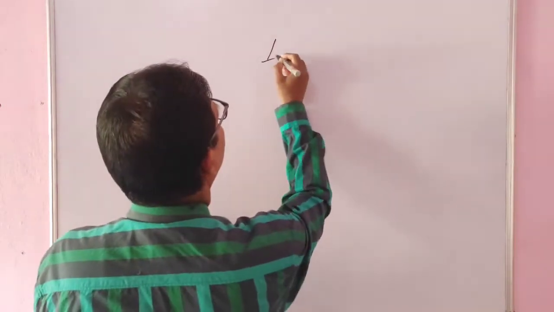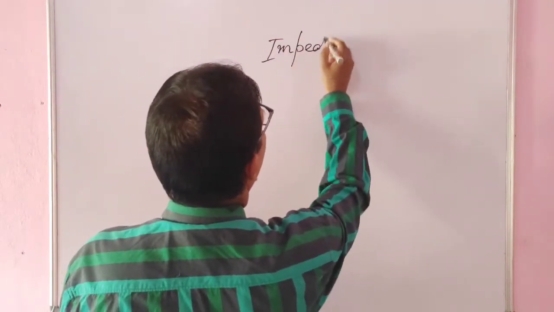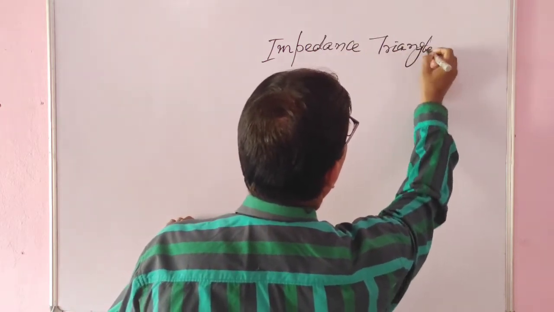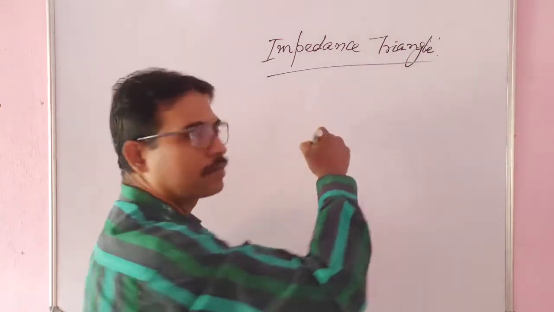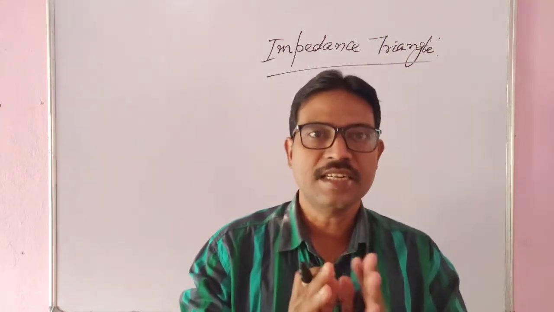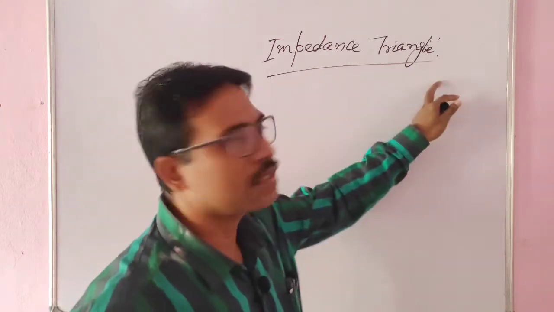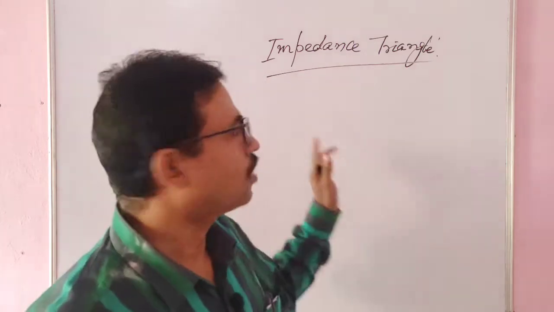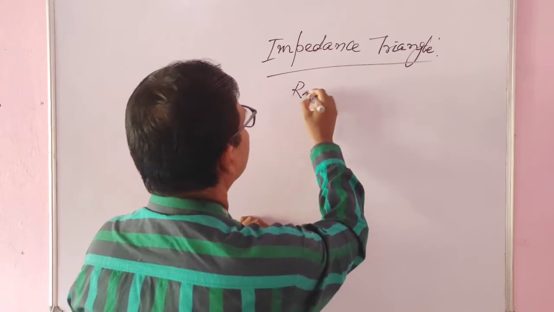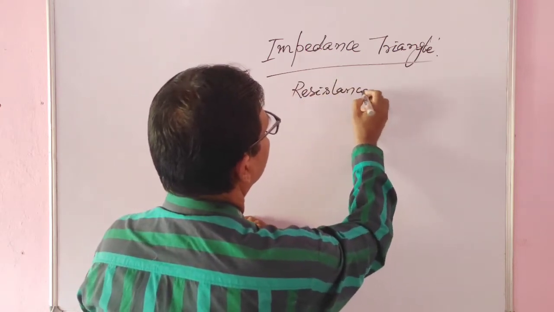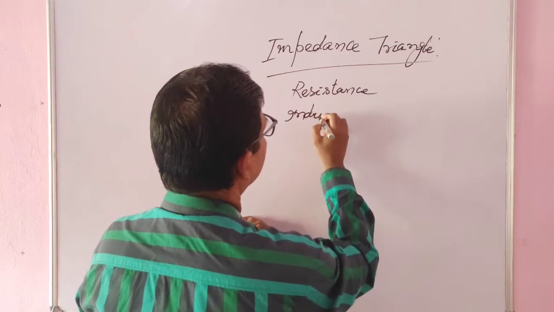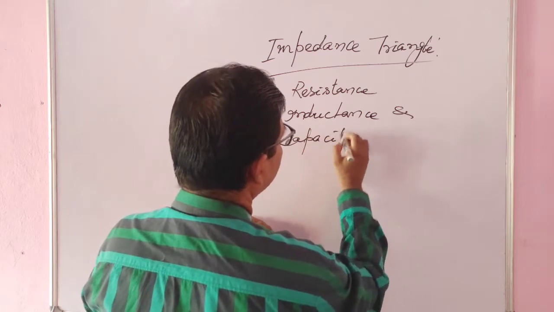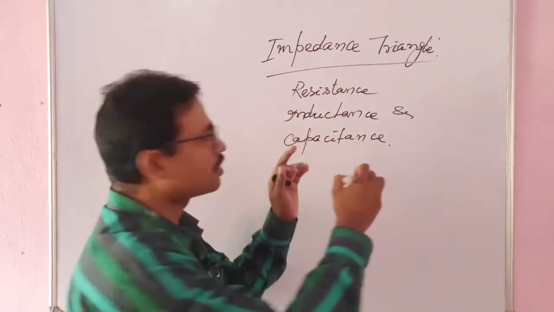So, impedance triangle. As you know, resistance, inductance, capacitance. Before going to this, we must know about the terms resistance, inductance and capacitance. Let us discuss one by one.